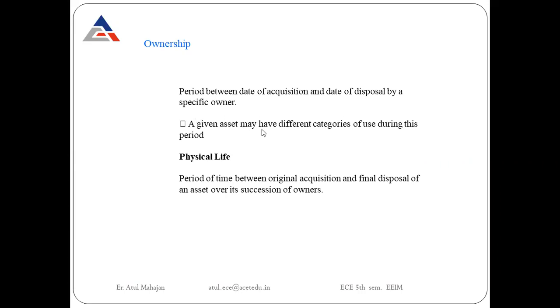A given asset may have different categories of use during this period. A given asset can have different categories through which I can say that it is being used now, or is being used years later. This is the major category-wise classification of that product that is to be seen.